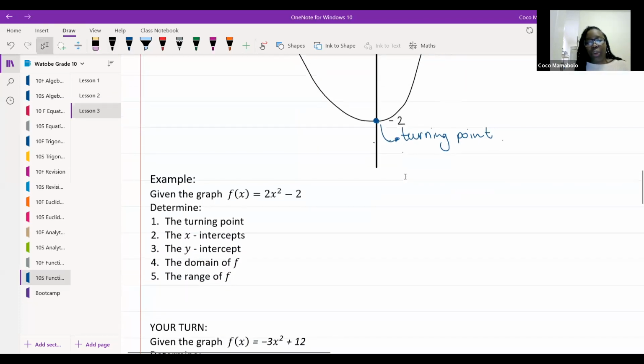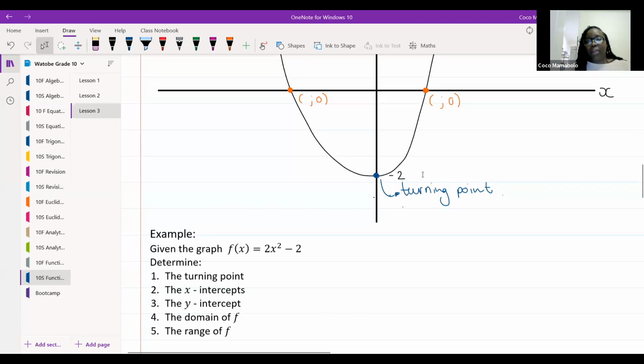So let's look at a quick example over here. The example says, given the graph f of x is equal to 2x squared minus 2, determine the turning point. Our turning point, guys, is going to be a point at 0, and whatever this part of my graph is, this part over here says -2. This is my y value for my turning point.